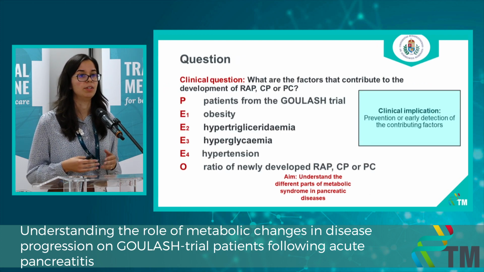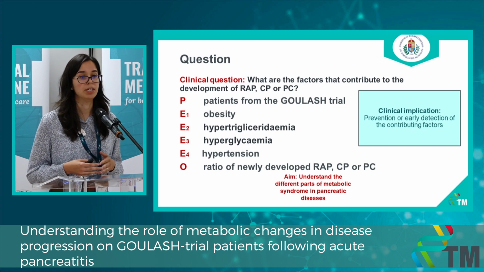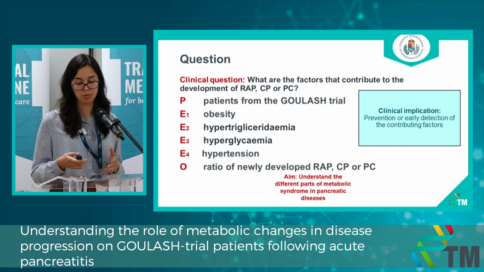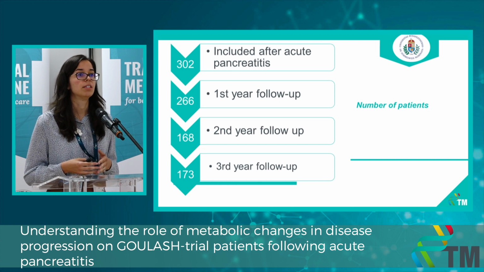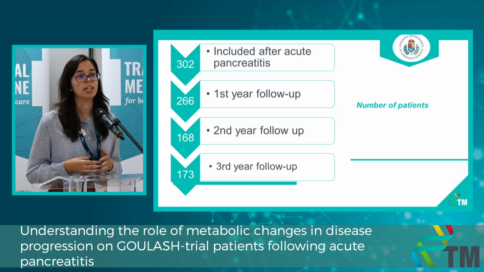We wanted to know what these factors are. We included patients from the GOLASH trial, and our main outcome of interest was the ratio of newly developed pancreatic diseases. The implication for practice was that we would like to prevent or detect these contributing risk factors at an early stage. Here you can see that more than 300 patients were included after the acute pancreatitic episode, but fewer patients come back to the follow-up.